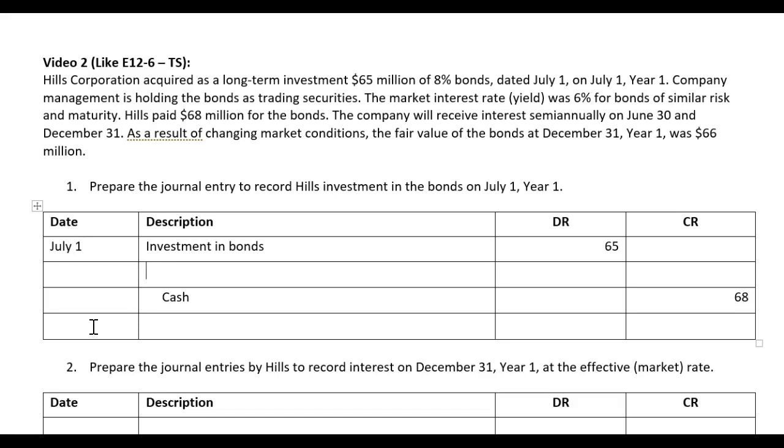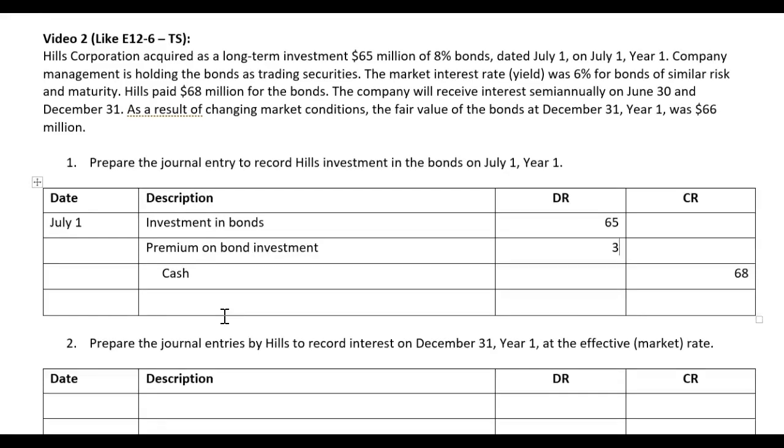So again, we've got a difference here, and in this case we're paying a premium for these bonds, so we're going to debit premium on bond investment. And that would be whatever the premium is, in this case 3. And of course all these numbers are in millions.